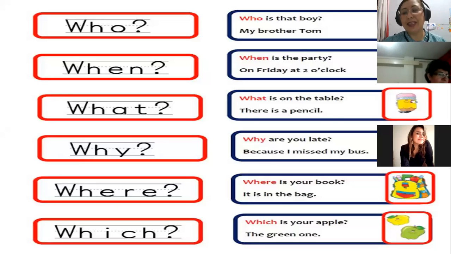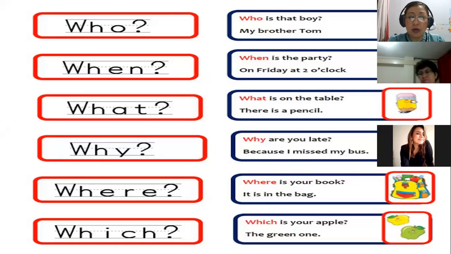Okay, so we are going to continue, and I have here in my presentation WH words: who. Remember that we are going to use who when we are going to talk about a person. For example, to ask, who is that boy? We are asking about a person. So the answer is my brother Tom. Who is that boy? My brother Tom.